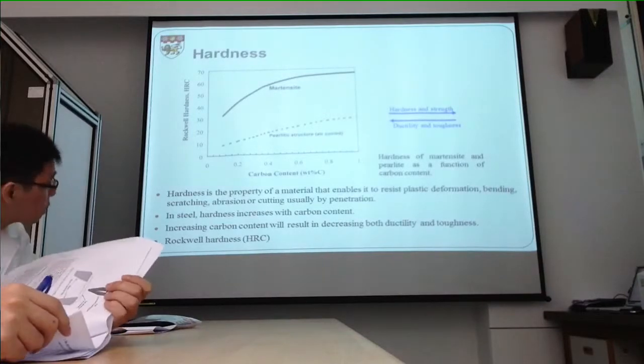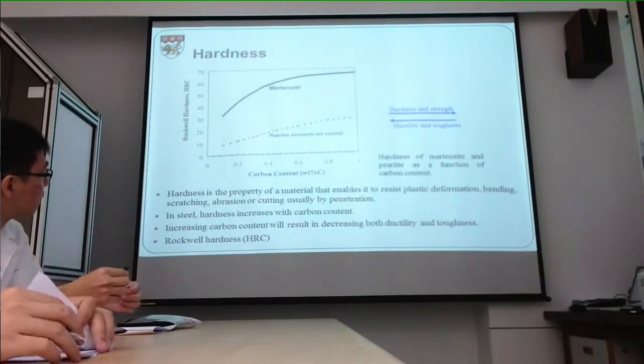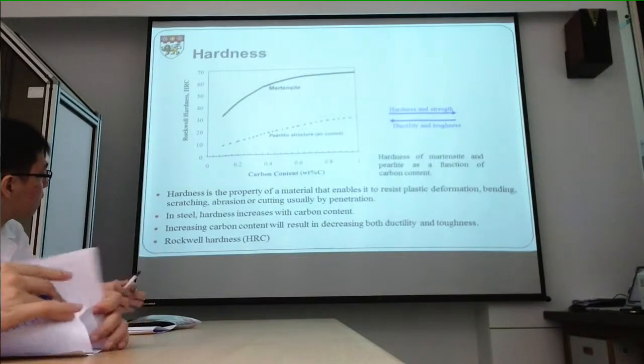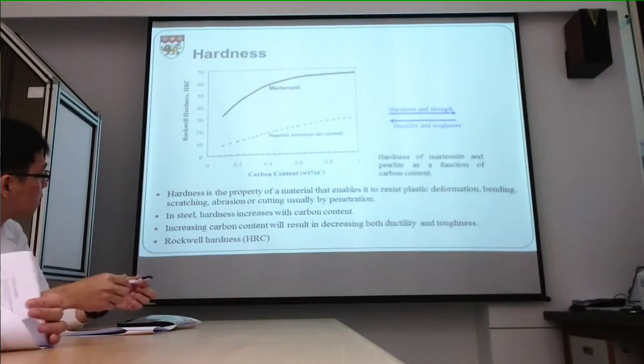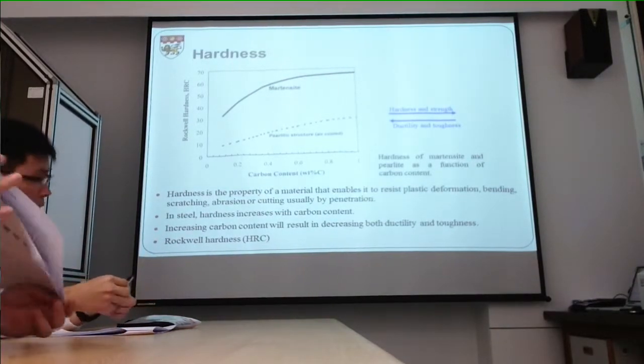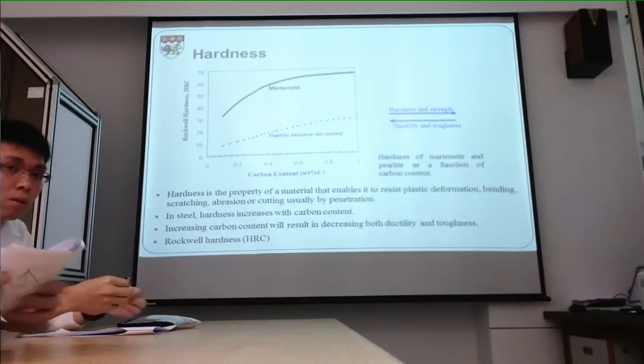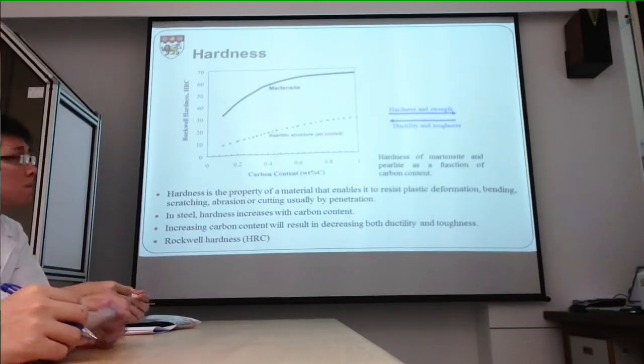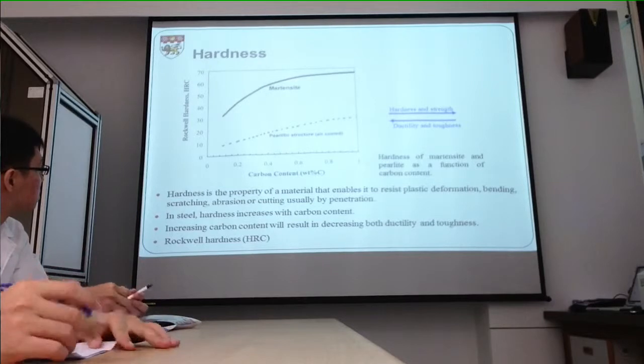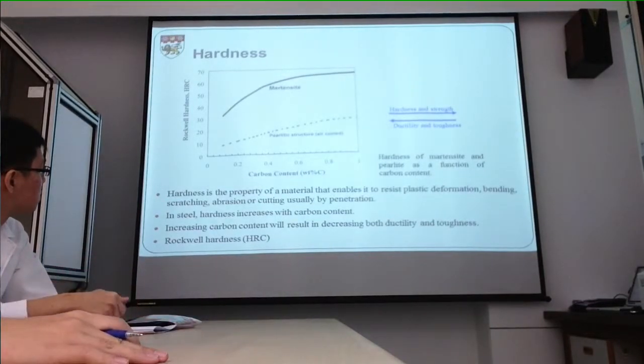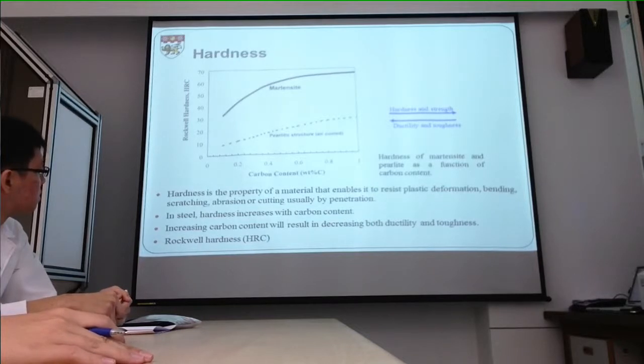The hardness is a property of material which resists plastic deformation, bending, scratching, abrasion, or hardening. In steel, hardness increases with carbon content. Increasing carbon content will also result in decreased ductility and toughness.